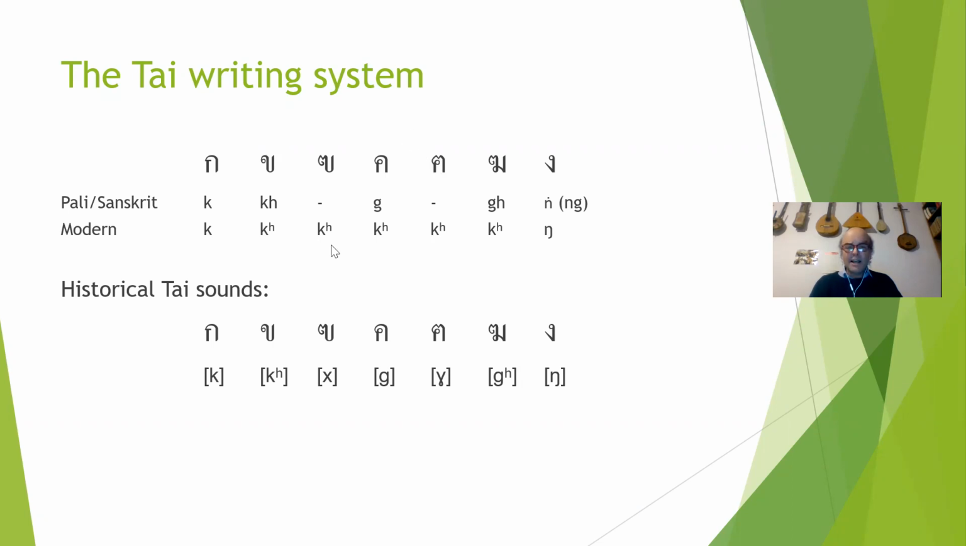So the original Thai language had a ka sound. This is the very bottom line where it says historical Thai sounds. It had a ka, ka, and then kha. That's what that X stands for, kha, and then ga, and then ra. This one that looks like a funny little Y is ra. And these were all sounds in the ancient Thai language, ga, ka, kha, ga, and ra.